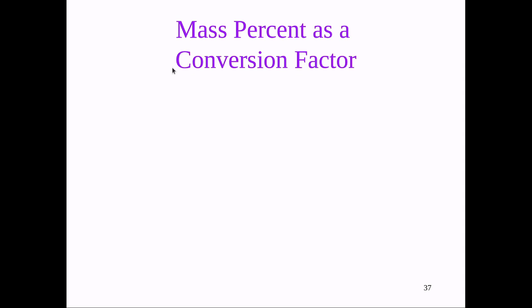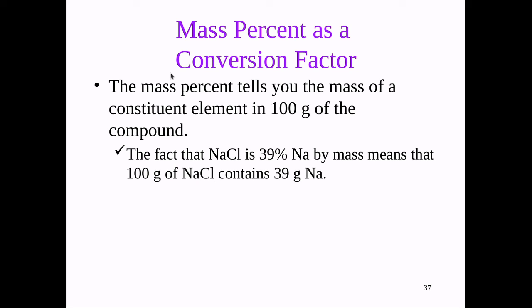So one of the nice things that we can do with the mass percentage, other than just calculate what it is, is use this as a conversion factor. And this is where I was talking about how we can go from the mass of a compound to the mass of one of its constituent elements. So the mass percent tells you the mass of a constituent element in 100 grams of the compound. This 100 is coming from the fact that we're representing it as a percent, and there's 100%.